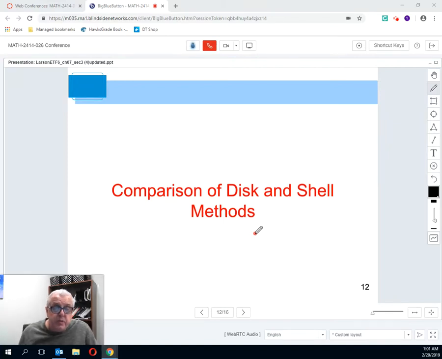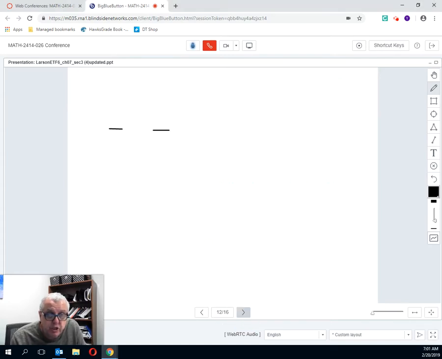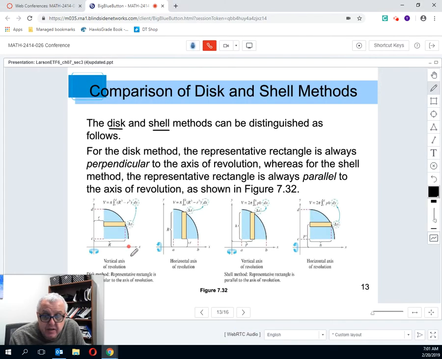Hi, this video is on comparing the disk and the shell method. So let's take a quick look at the next slide. The first two graphs are part of the disk method, or showing the disk method.